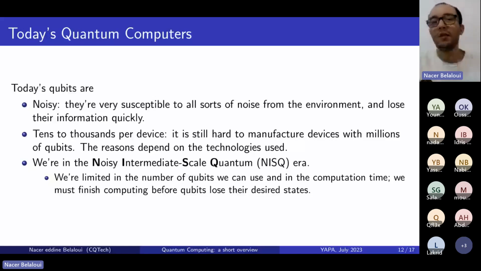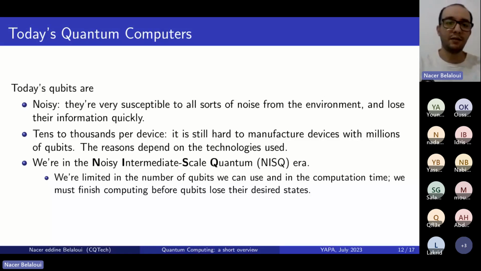It actually has to be shorter than the time it takes for the environment to mess with our quantum information. And this time, depending on the technology, goes from nanoseconds to microseconds, to maybe even milliseconds and seconds for neutral atoms. The other thing is that we don't have that many qubits on each chip. So for now, tens to even thousands of qubits per device. It's still a challenge to manufacture devices with millions of qubits, which is maybe the minimum number of qubits that we're going to need for any meaningful quantum computation.